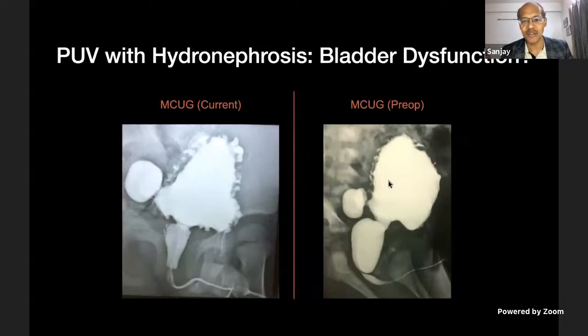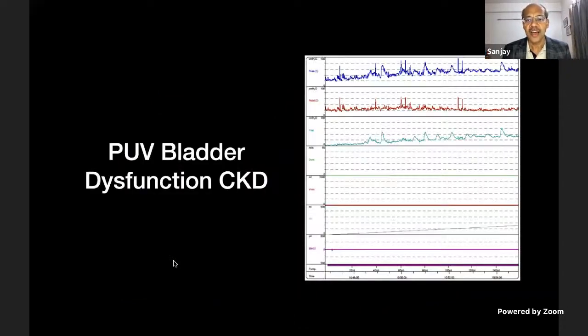So you can see the bladder looks worse. The urethra looks better, and that's reflected in this patient showing upper tract changes which are progressive. And this patient has progressively increasing detrusor pressure as the bladder is filled up. There's a poorly compliant bladder along with phasic detrusor contractions, both of which are bad for the upper tracts.